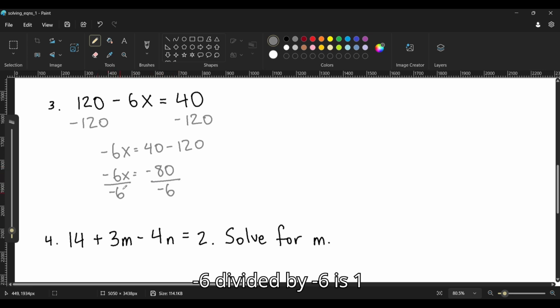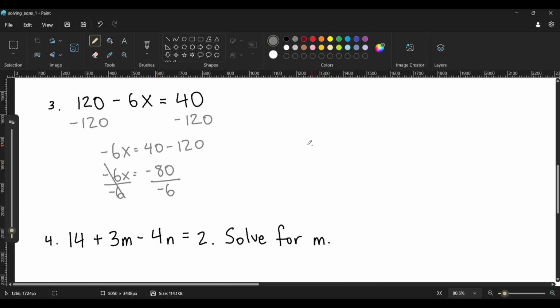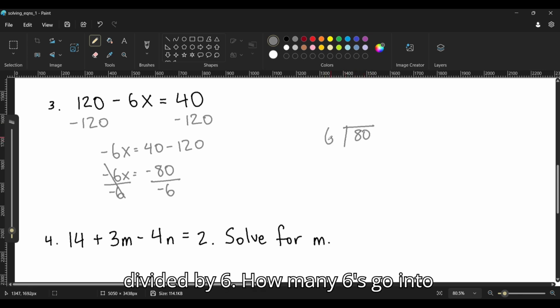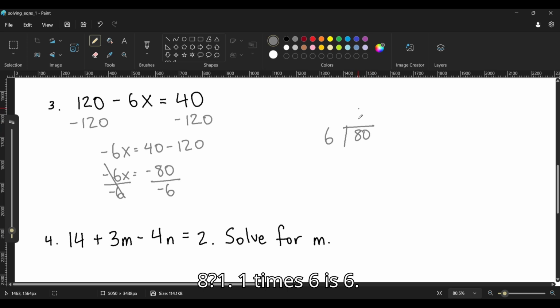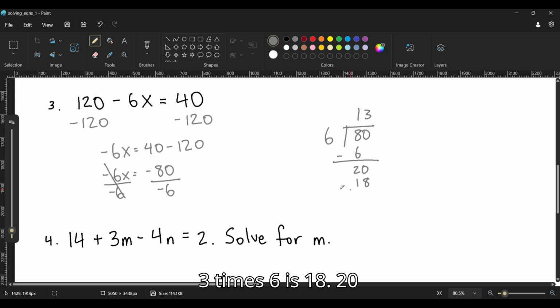That way, -6 divided by -6 is 1, and 80 divided by 6, well, I can't do that one in my head. So let's do 80 divided by 6. How many 6's go into 8? 1. 1 times 6 is 6. 8 minus 6 is 2. How many 6's go into 20? 3, I would say. 3 times 6 is 18. 20 minus 18 is 2.